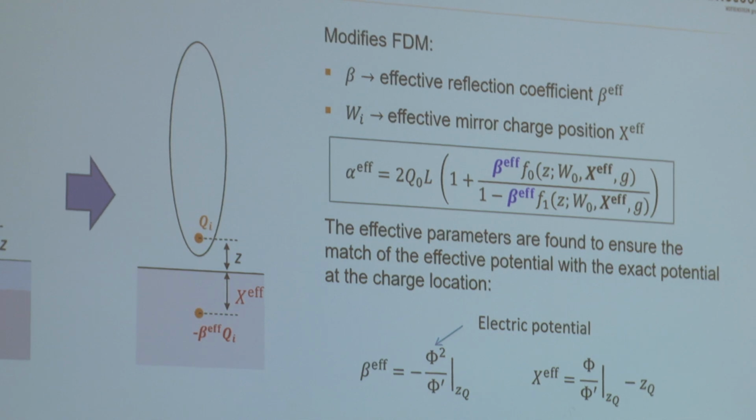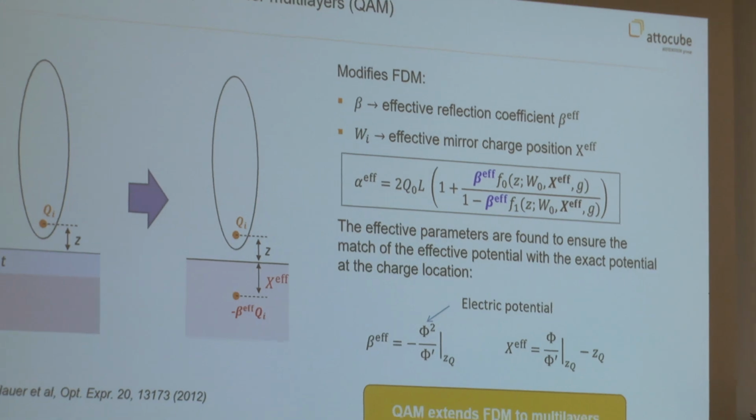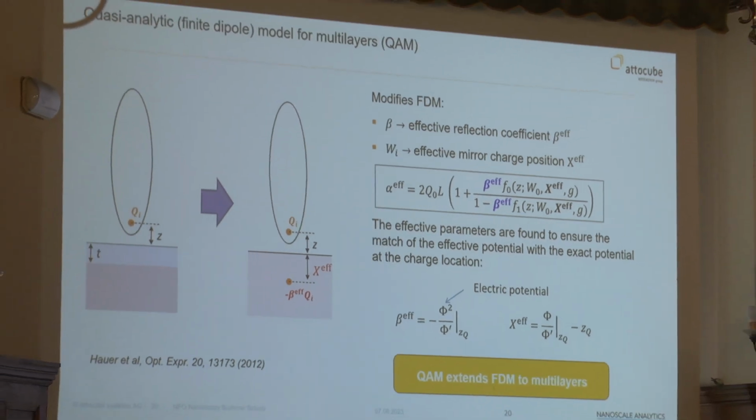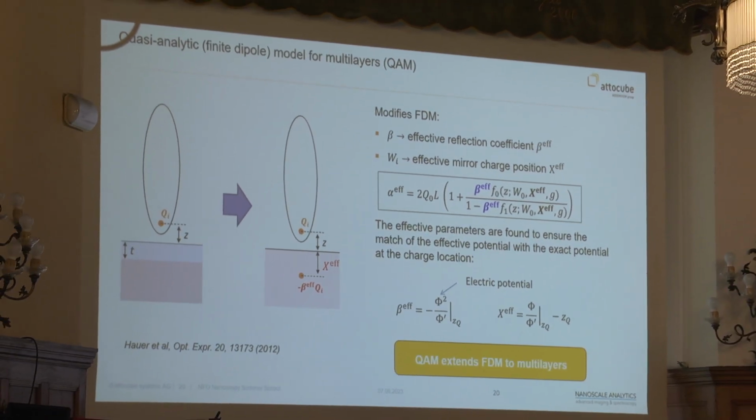The assumption in the model is that you want to have these effective parameters calculated in such a way that they represent the correct field of the image charge at the location of the original charge. That might sound a bit cryptic, but if you get into the details of the paper and you really want to utilize the model, then you'll understand what I'm talking about.